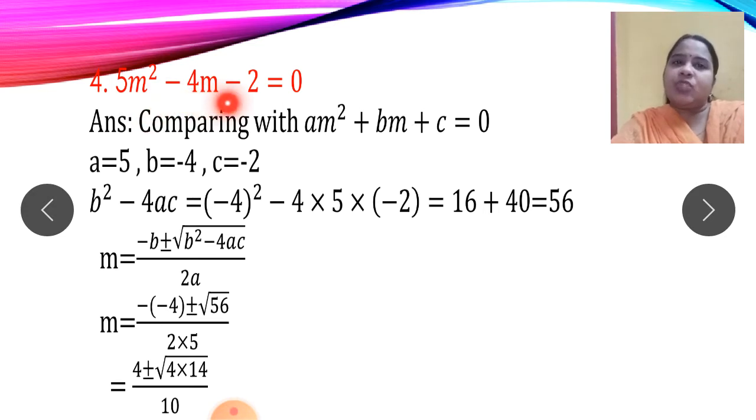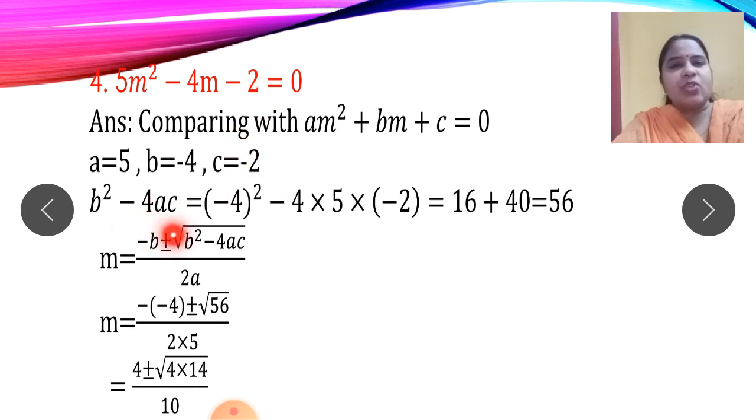5m square minus 4m minus 2 is equal to 0. First step, what I have told you, compare it. While comparing, since the variable used is m, I am comparing it with am square plus bm plus c is equal to 0. You can write ax square plus bx plus c is equal to 0 as well. Now what is a? 5. Correct. What is b? In the place of b, you can see here minus 4. So take the number along with the sign. b will be minus 4. c is minus 2. I hope you have understood this.